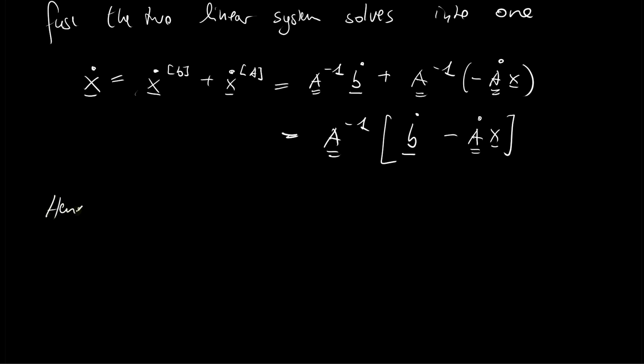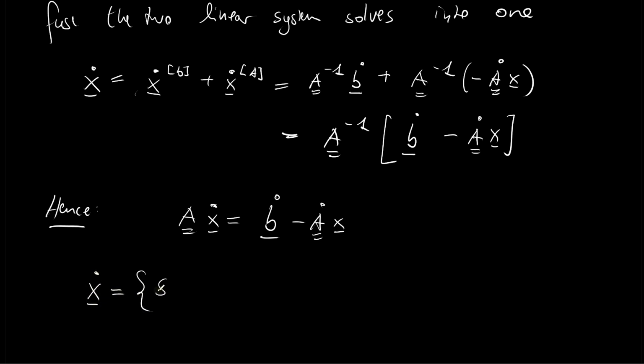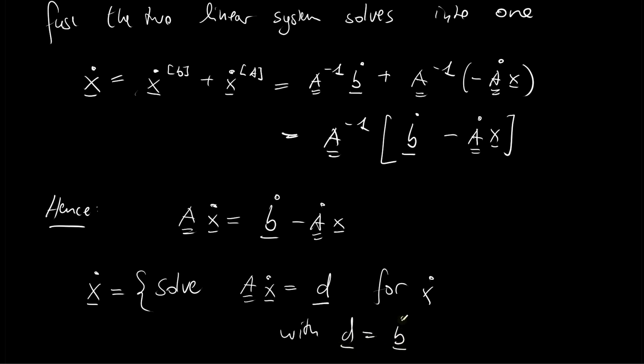So what we see is that, in total, A times X dot, or the tangent that we want to have, is given as B dot minus A dot times primal X. Or, even more expressed, we will find X dot as the solution to another linear system. So let's solve A times X dot equal to, let's call this the vector D, with the vector D being given as B dot minus A dot times X.